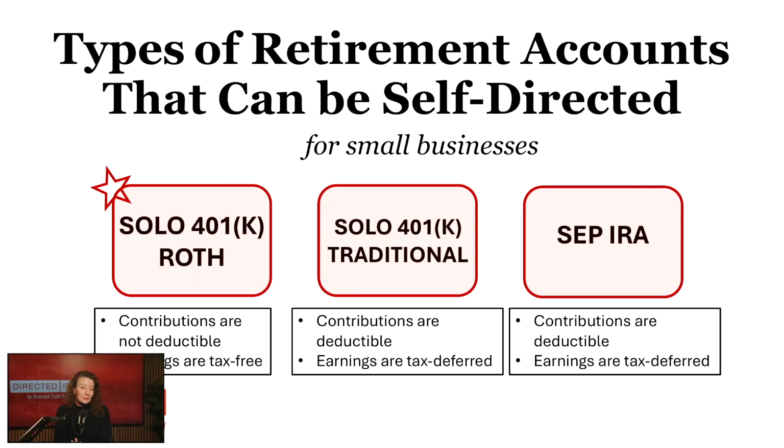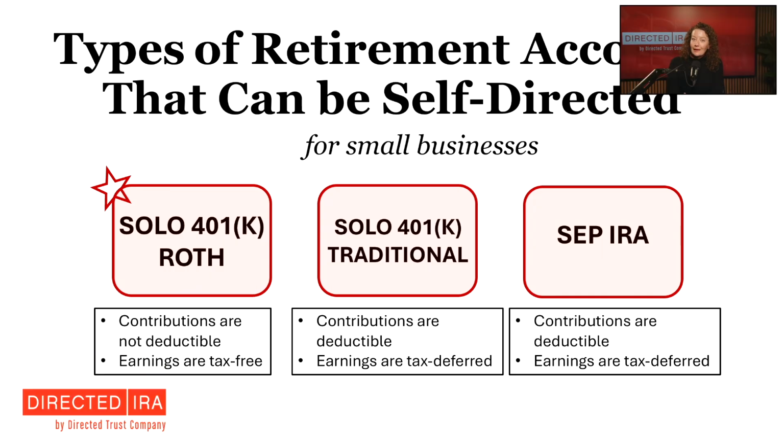All right, let's talk a little bit more about some other types of retirement accounts that you can self-direct. We've already touched on the Roth, the traditional, and the HSA. Now let's talk about some of the different retirement plans that can be self-directed by small businesses. If you are a small business and you have no full-time employees, the solo 401k might be a great option for you. If you do have employees, a SEP IRA may be an option for you.